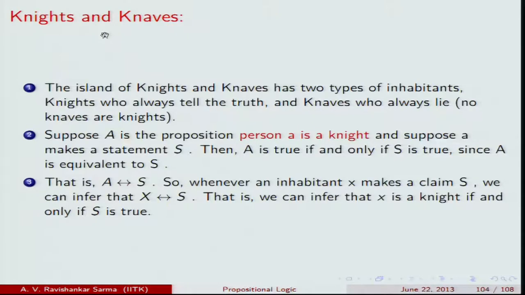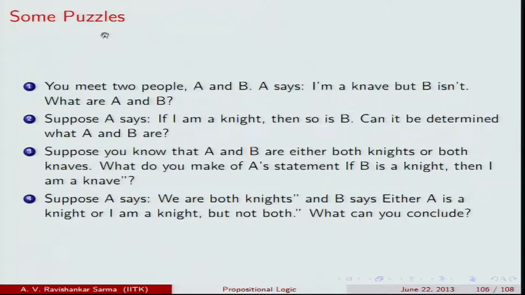So let us consider some more examples, and then we will see what is the situation. These are some of the notations that we will be following in solving this particular kind of puzzles. So you meet two kinds of people, A and B. Suppose A says I am a knave but B isn't, let us consider that particular kind of thing.